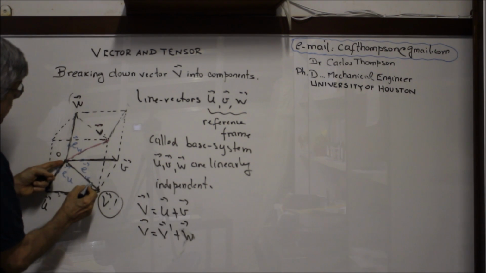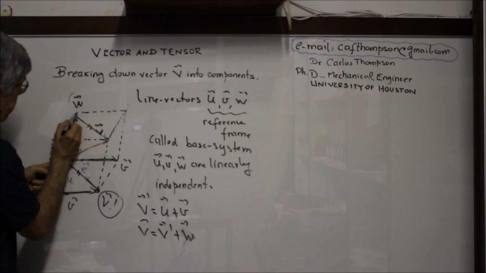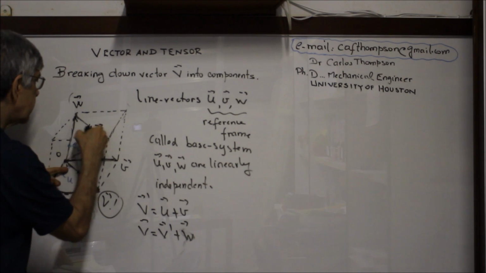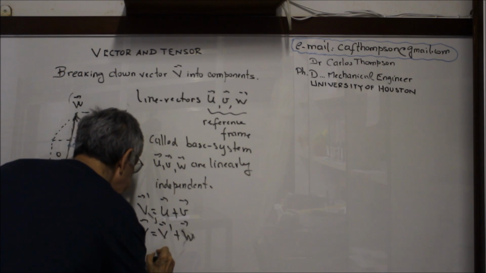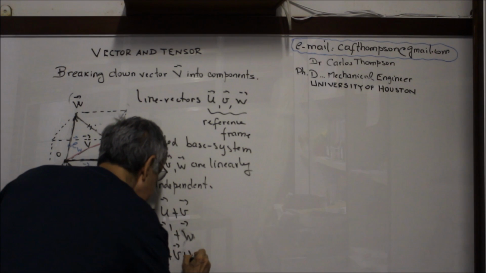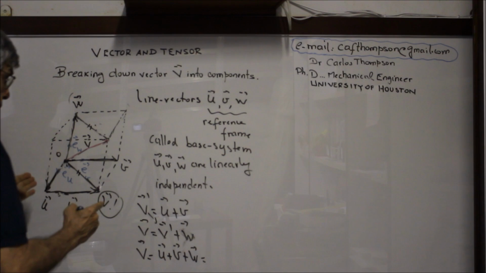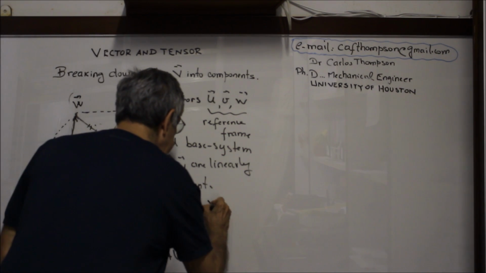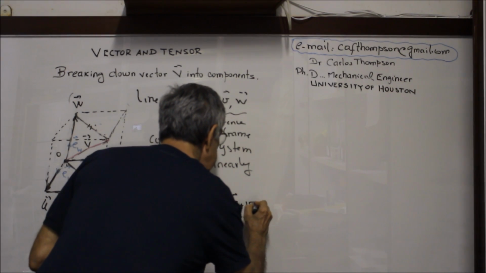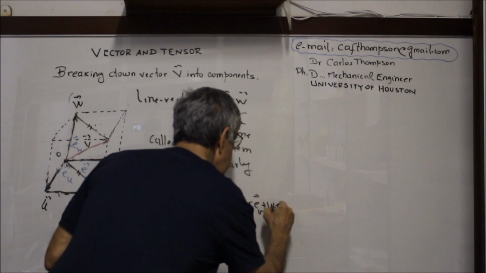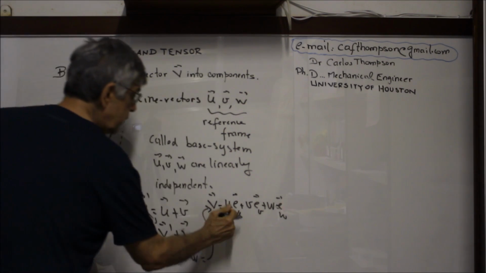Look, this is v prime. This is parallel here. w plus v prime is equal to capital V here. Now I will plug v prime right over here, so v is equal to u plus v plus w. In terms of the unit vectors, E sub u, E sub v, and E sub w, I can write that v is equal to the magnitude of u times Eu plus v times Ev plus w times Ew. That's how we break down vector v into 3 components.